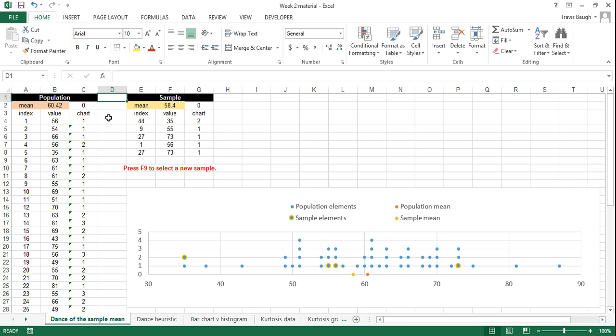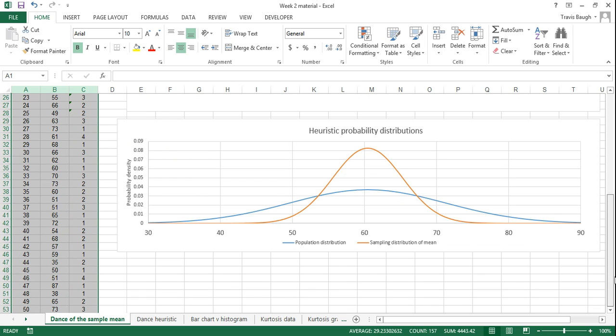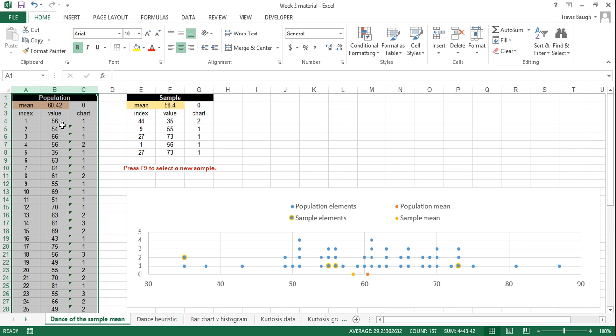Now here I have produced my own population of values. There are 50 of them, and those 50 elements which form part of the population are shown here in this graph as blue dots. I think I had actually randomly selected these from the normal distribution and then rounded them, and it doesn't look too dissimilar to a normal distribution.